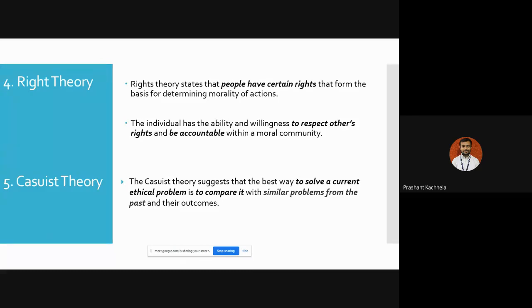To solve a current ethical problem is to compare it with a similar problem from the past and its outcomes. If you think the decision you took earlier at that ethical issue was right, then you can use it. If it was wrong, then you can think of other alternatives. You cannot go for the same mistake because you already learned that it was wrong. But this is also a chance to identify other alternatives. So that is the main message of casuistry theory.